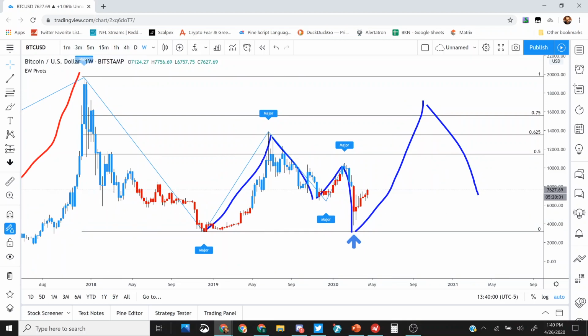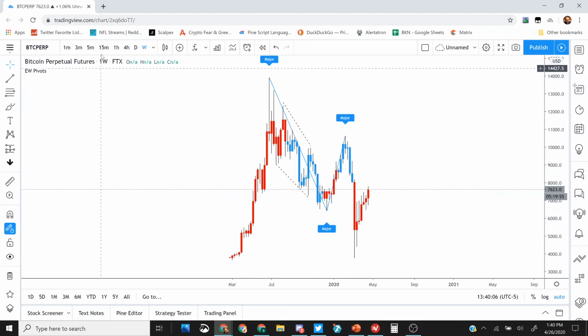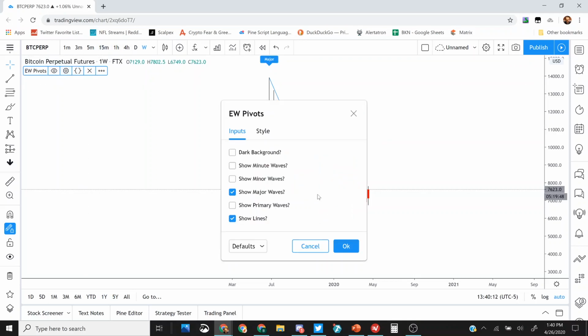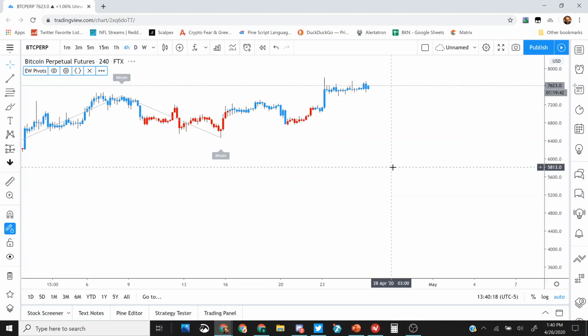So how can we trade it to the downside? How can we anticipate the downside? Well, actually, let's turn that back on, and let's turn on the minute waves, the lowest degree that I show on the indicator, and we'll go down to the 4 hour.